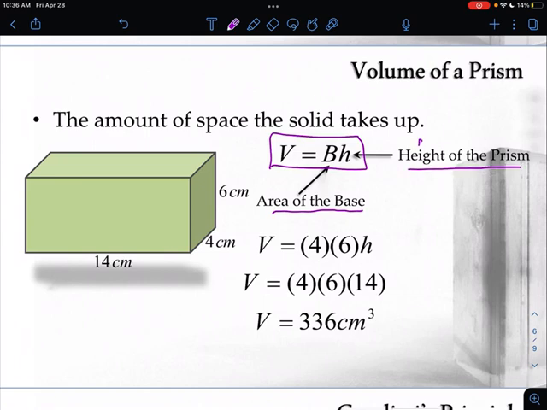Again, you might want to remind yourself this is from base to base. It does not mean top to bottom like height usually is. So from one base to the other. So in this case, we identify our bases.